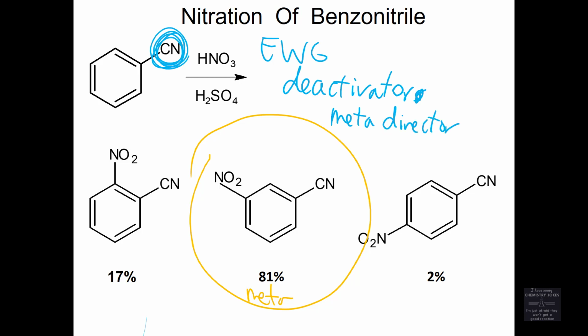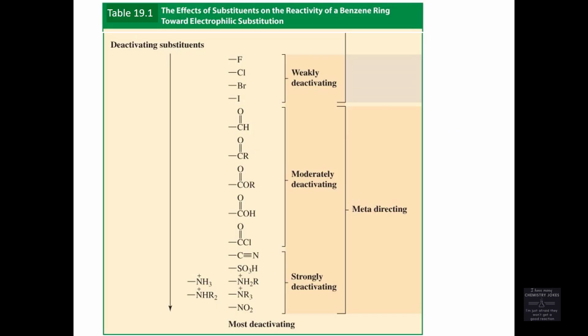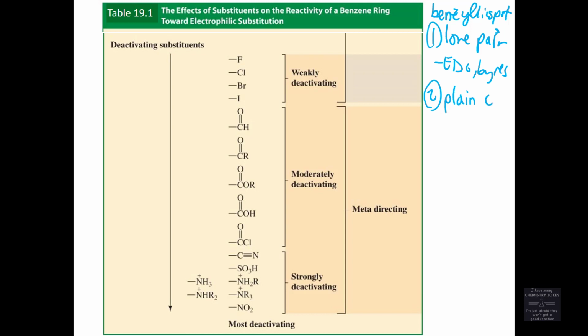It's not that meta is any better than any other. It's just not as bad as ortho and para's resonance. Okay. So we said there are 4 situations that you might find yourself in the benzylic spot. I left out the C. In the benzylic spot, you might have a lone pair. That lone pair will donate by resonance. In the benzylic spot, you might have a plain carbon. That plain carbon will donate by hyperconjugation.